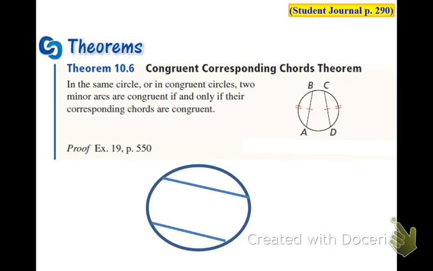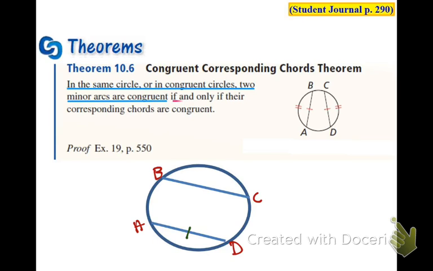Alright, so the first thing we're going to talk about is called the congruent corresponding chords theorem. If you have two congruent chords in a circle, then their arcs are also going to be congruent. So let's give these letters A, B, C, D. In my picture, you can just draw a circle with the two lines.